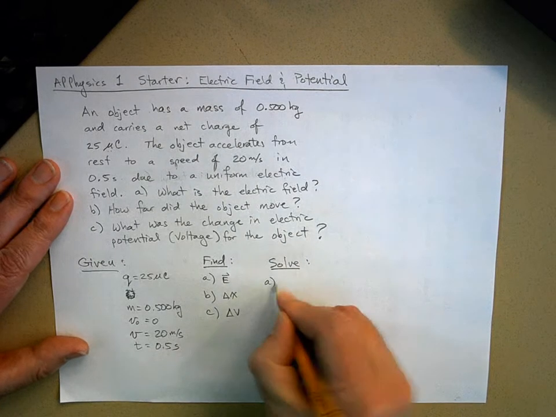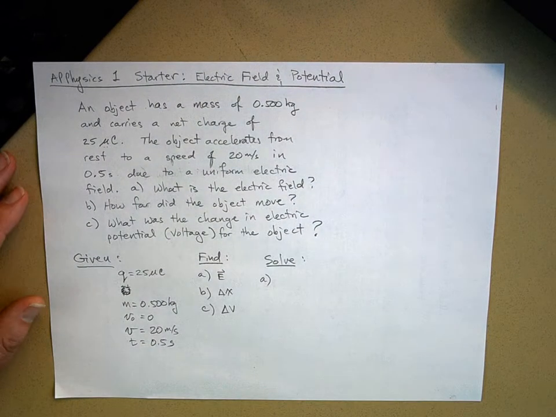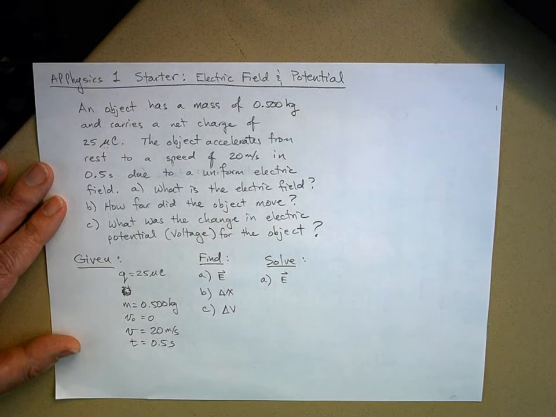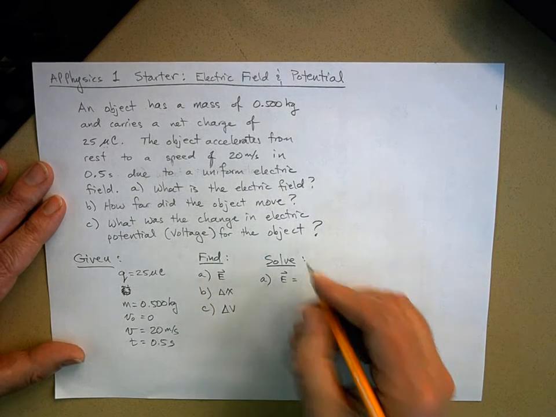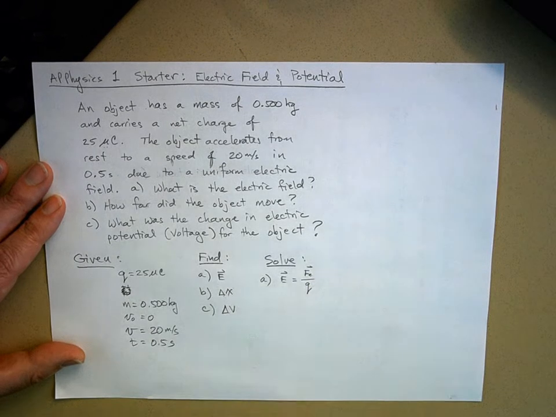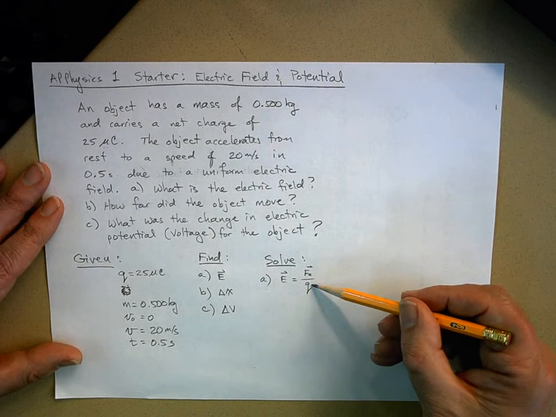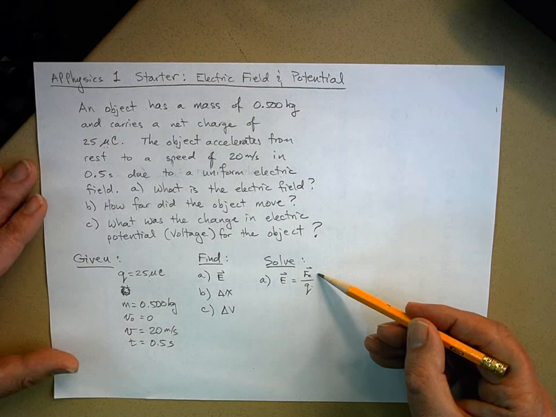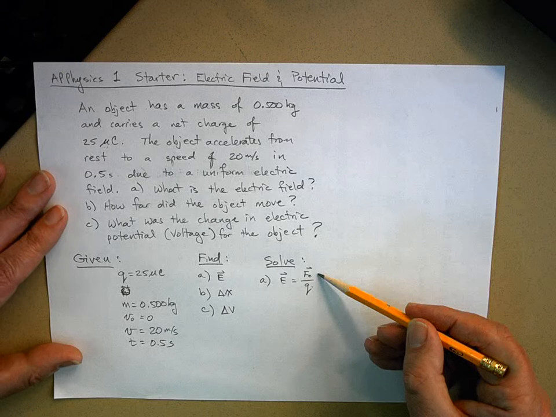Now for part A, we want the electric field. Now, the electric field, by definition, is the electric force divided by the charge on the object. So, do we know what the charge on the object is? Yes, that's given. Do we know what the force is? No, we have to find it based on what's given.